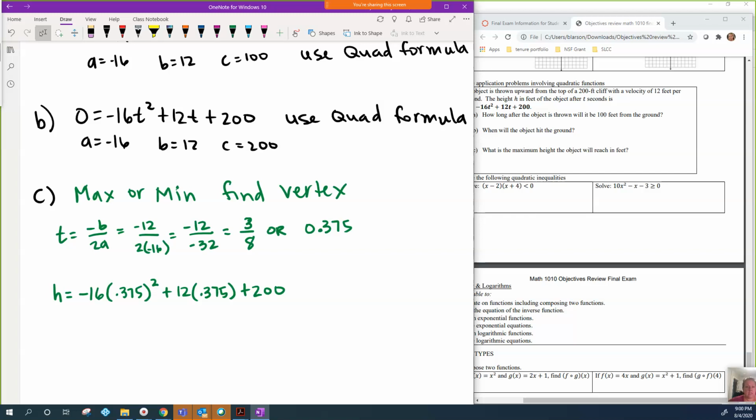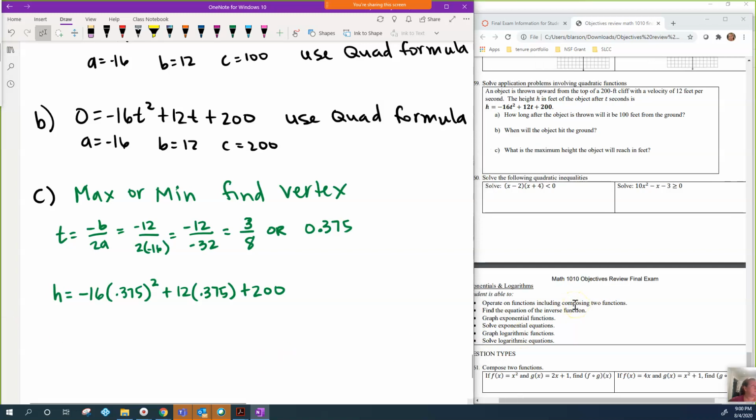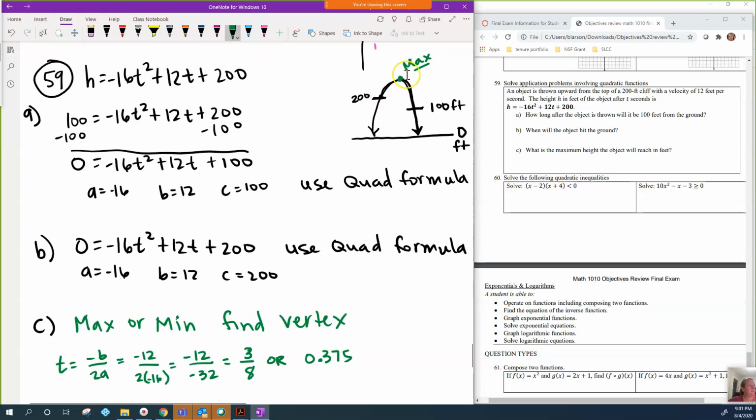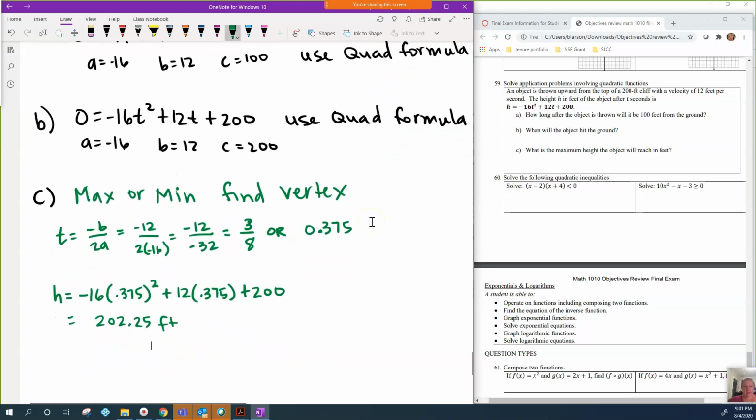Anybody have that done? Yeah. What am I doing again here? 59. So I think it's 202.25 feet. Okay. So that, 200 wasn't too far off of where it started, right? Gets to that maximum and then turns back around. Okay. Make sure I did that one right. Anybody do it on there? All right, pretty sure that is right.